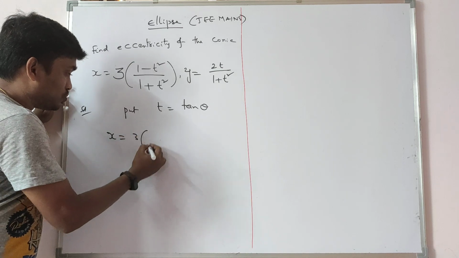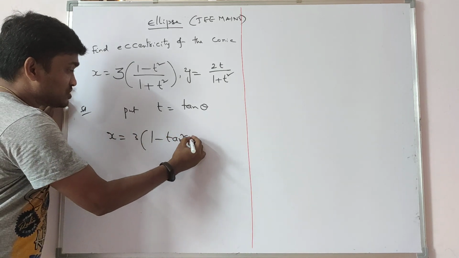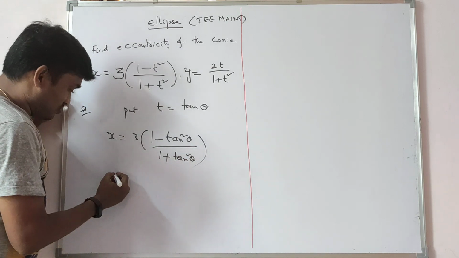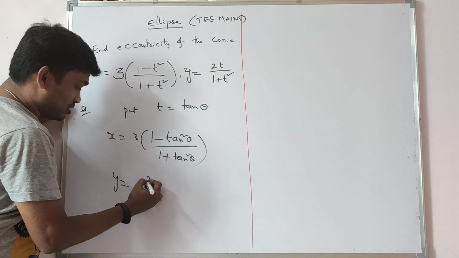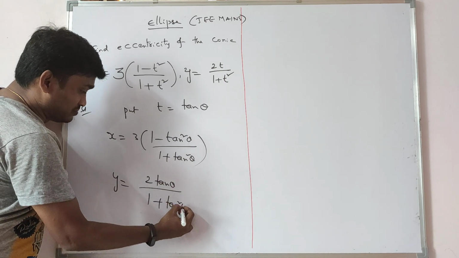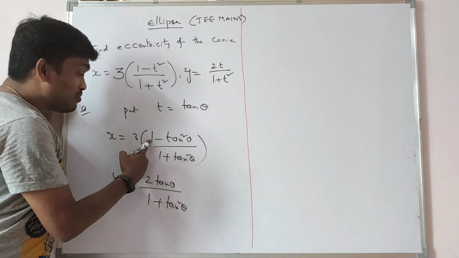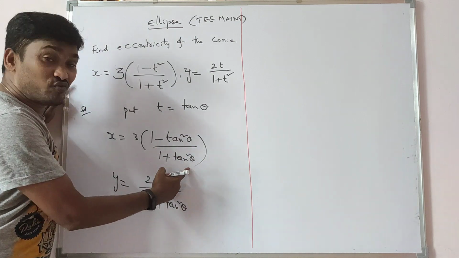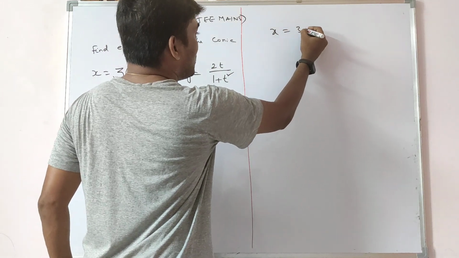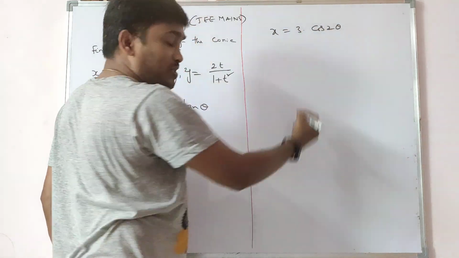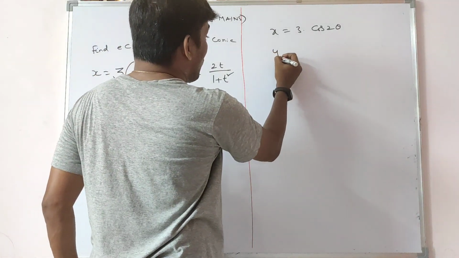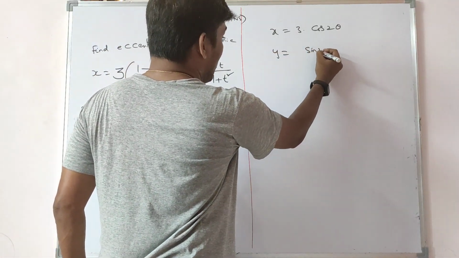x is equal to 1 minus tan square theta by 1 plus tan square theta. y is equal to 2 tan theta by 1 plus tan square theta. What is the formula? That is x is equal to 3 into cos 2 theta. And y is equal to sin 2 theta.